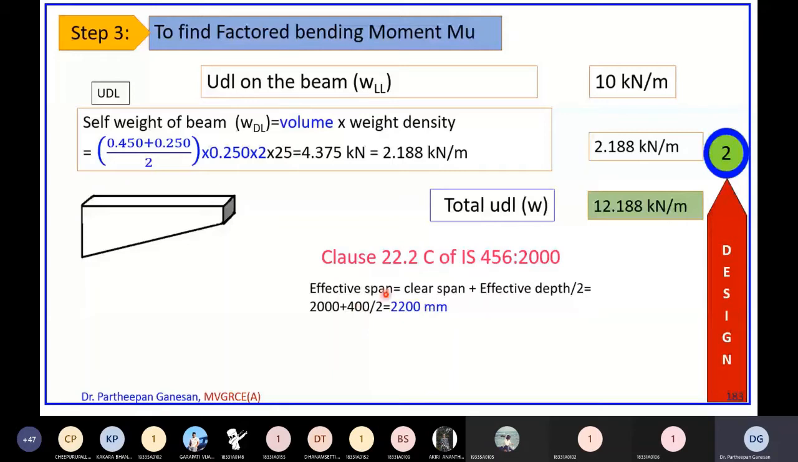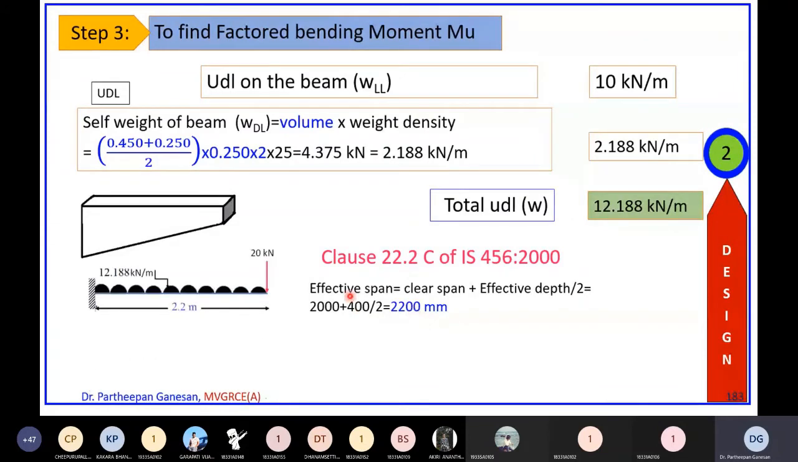Effective span is clear span plus effective depth by 2. So 2000 is the clear span. It is 410 or 400, either is okay. I have taken it another way, it's fine. You can change the d to 400 instead of 410. So 400 by 2, 2200 millimeter.